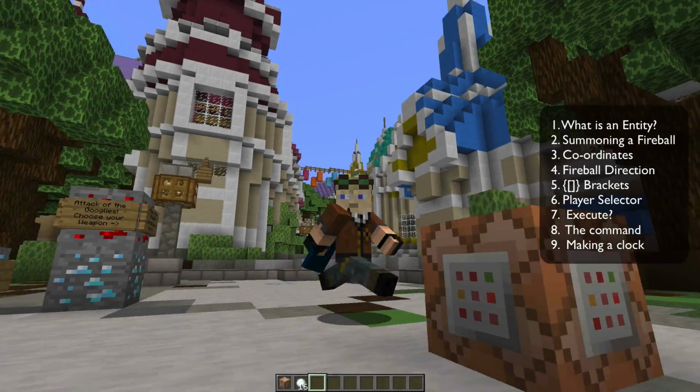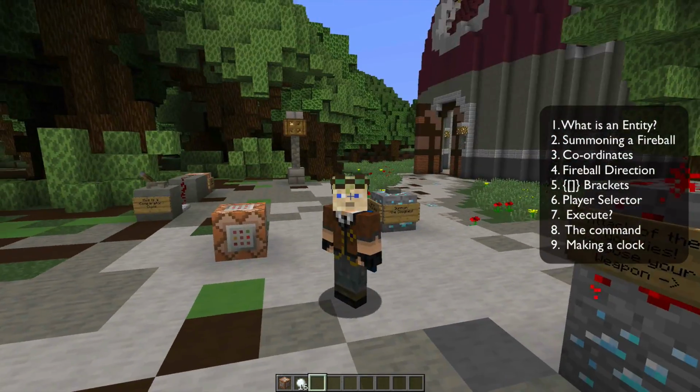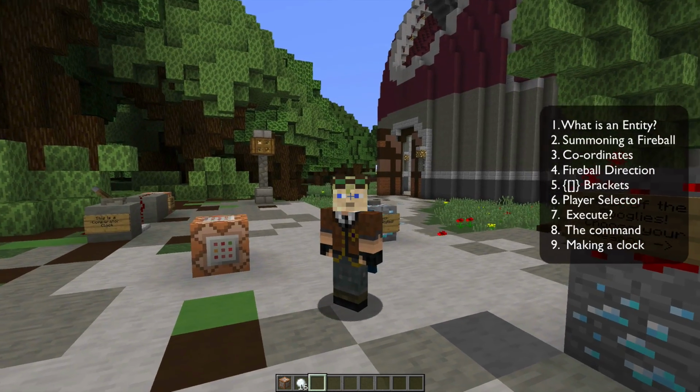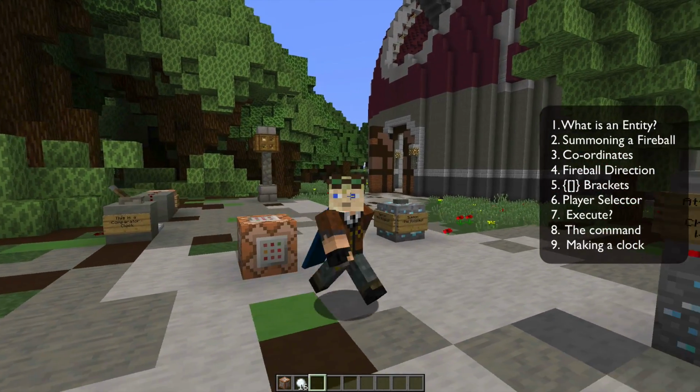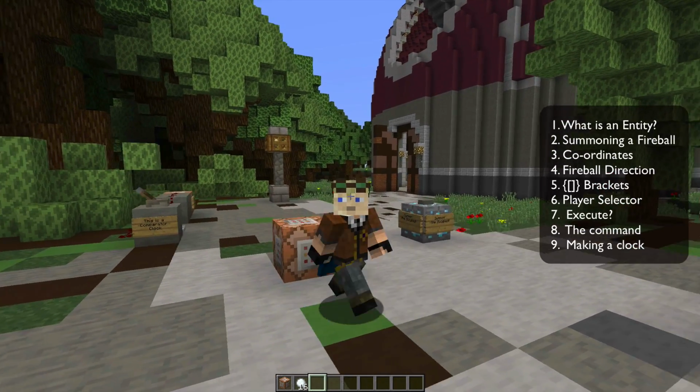Hey guys, and welcome back to the Magic of Wonderberg, where today we are going to be making Keen's fireballs. Now there are a number of steps involved, and I'm going to be breaking it up just so that you guys can understand the basic concepts.